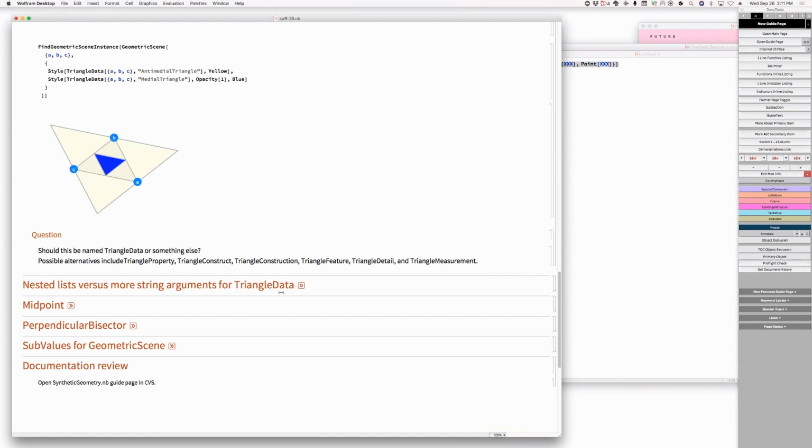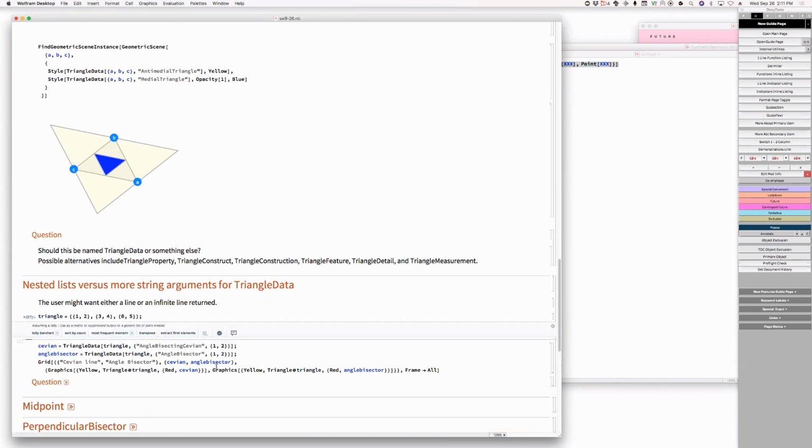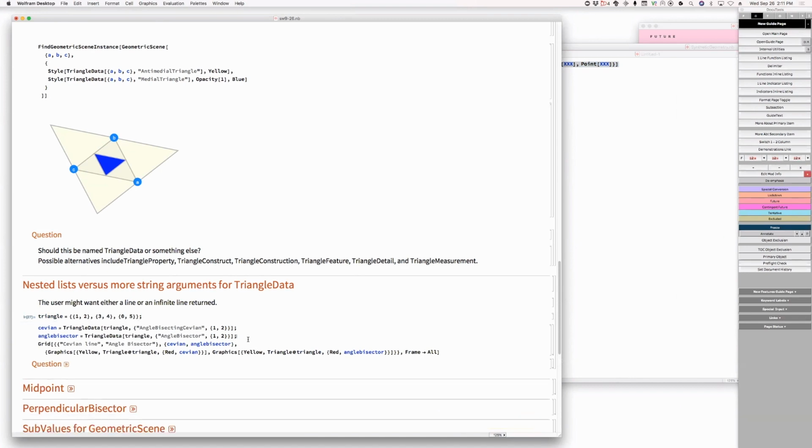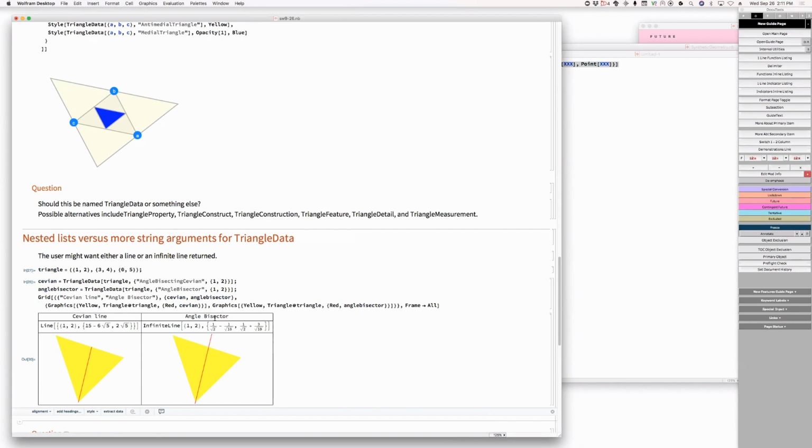Okay. Nested lists versus. Right. So this is exactly what we were just, well, this is part of what we were talking about. You'd have to evaluate that or the grid thing. The second thing should expand that. Okay, what's your point here? So this is back to kind of the original syntax for triangle data.